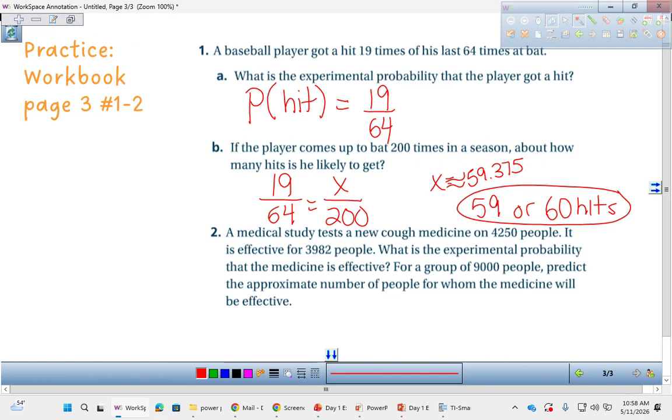We okay with that one? I'm not showing the work for the cross multiplication there. I skipped that step. But I would cross multiply: 200 times 19 equals 64x. Divide both sides by 64.